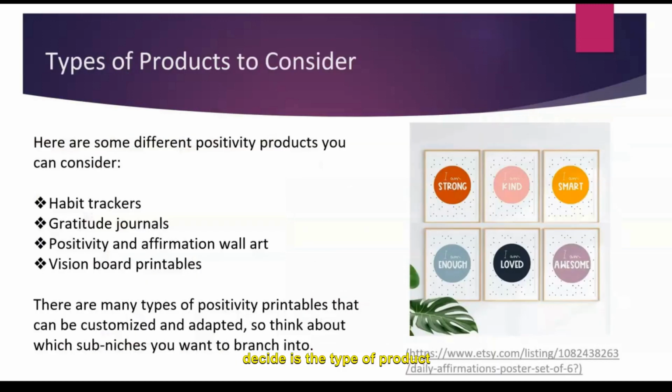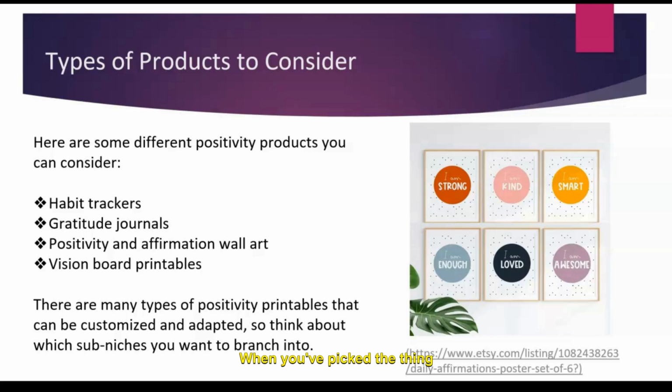The first thing you need to decide is the type of product that you want to make. So I've got a few niches here that are super popular: habit trackers, gratitude journals, positivity or affirmation wall art, vision board printables. There's a lot more than that though. So definitely spend a bit of time, do some market research, see what you can see on Etsy, see what you can see on other marketplaces, check out Pinterest.